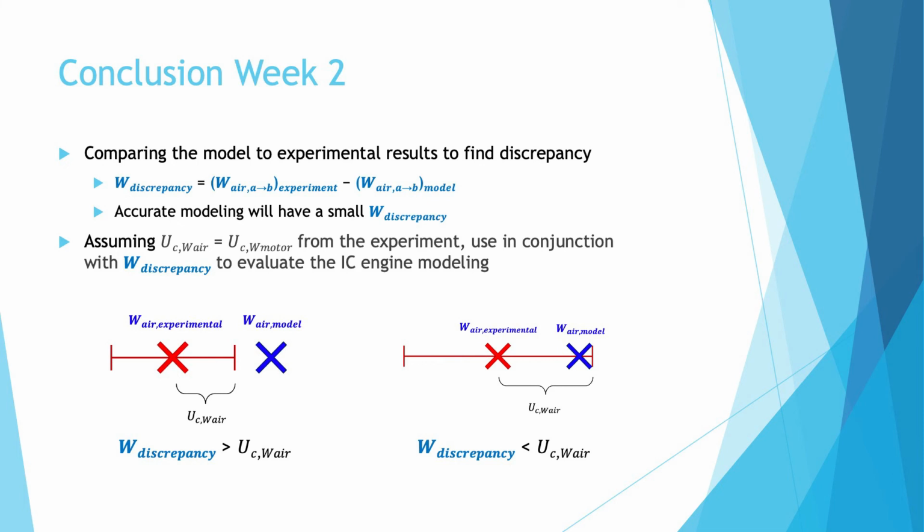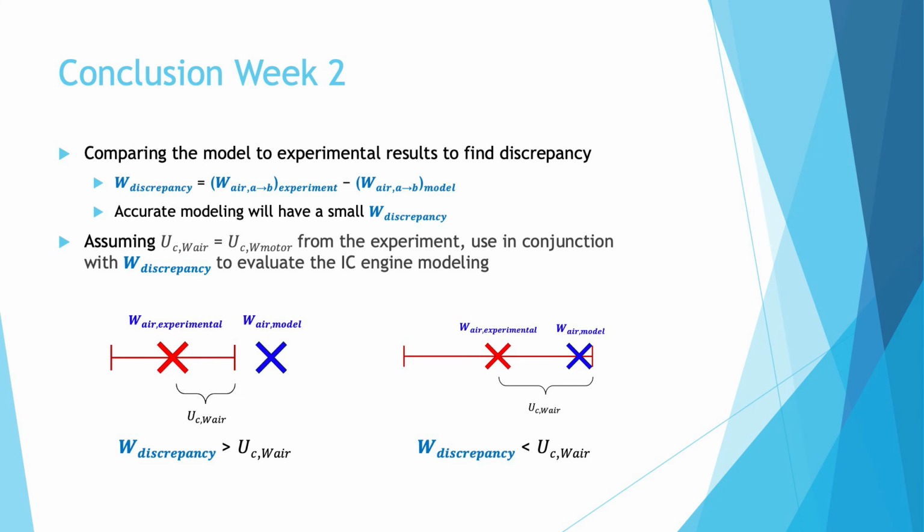If the work discrepancy term is larger than the uncertainty of the work from air, then we know that the model does not accurately represent the experiment and that our instrumentation is good enough that it falls outside of the bounds. If our work discrepancy term is less than the uncertainty of the work from air, then we can assume one of two things.